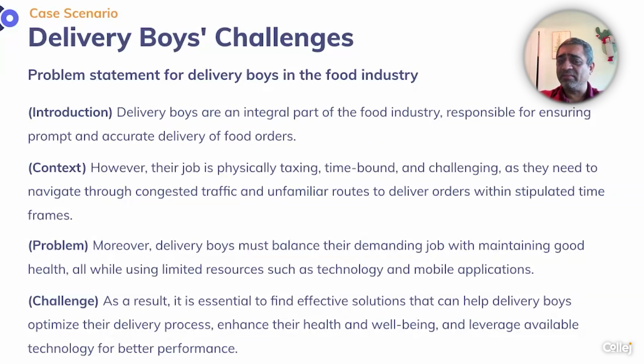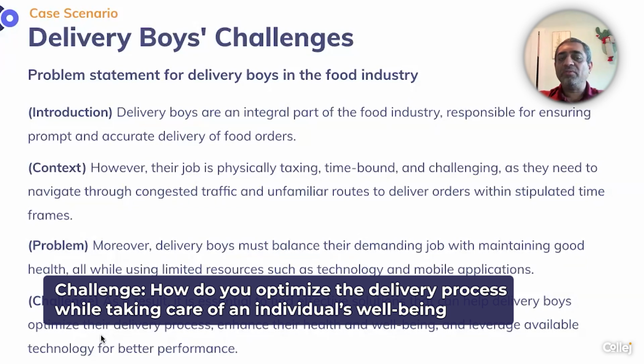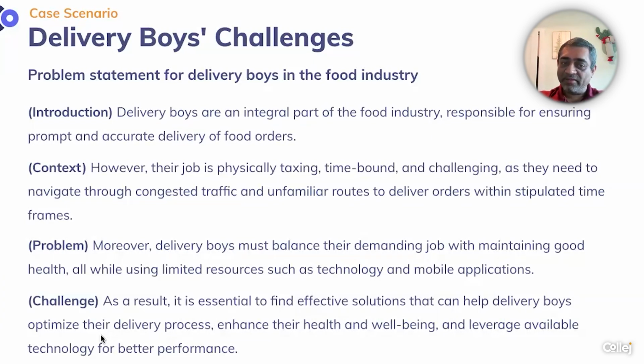The things that you as a company can support them with are maybe limited: some kind of technology, either through mobile or whatever. You're also probably tracking them, and you can provide updates and such. But again, whatever you can help them with is on their cell phone. So the challenge is, how do you optimize their delivery process while taking care of the individual's health and well-being?